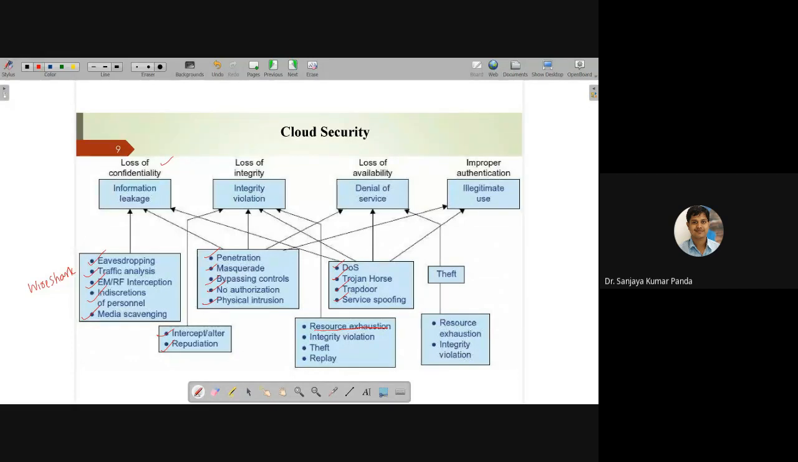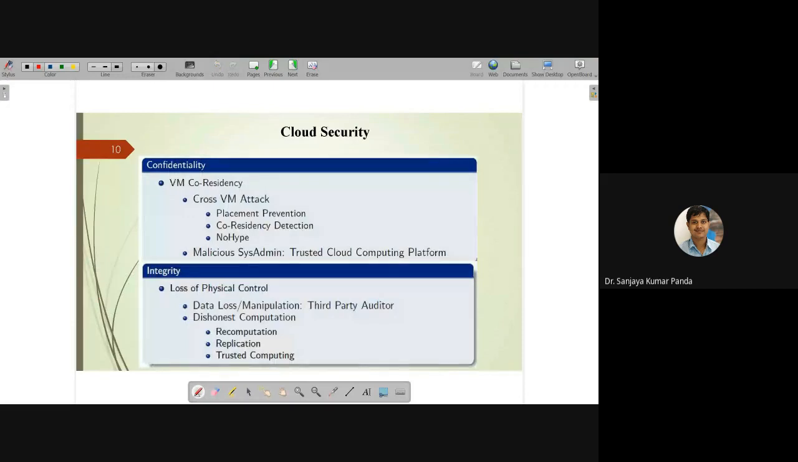Similarly, integrity violation, theft, replay, a lot of attacks are there, right? I'm not going into the details of these attacks, but such attacks exist. Some of these attacks I will tell you in detail. Let us start with the issues related to confidentiality. That is the first security requirement.